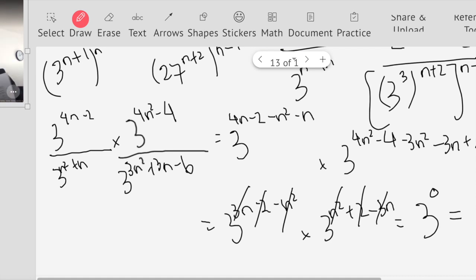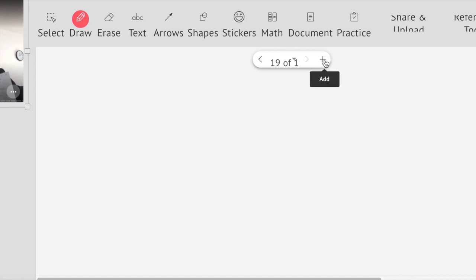All right, next, exponential equations. Exponential equations, let's see.